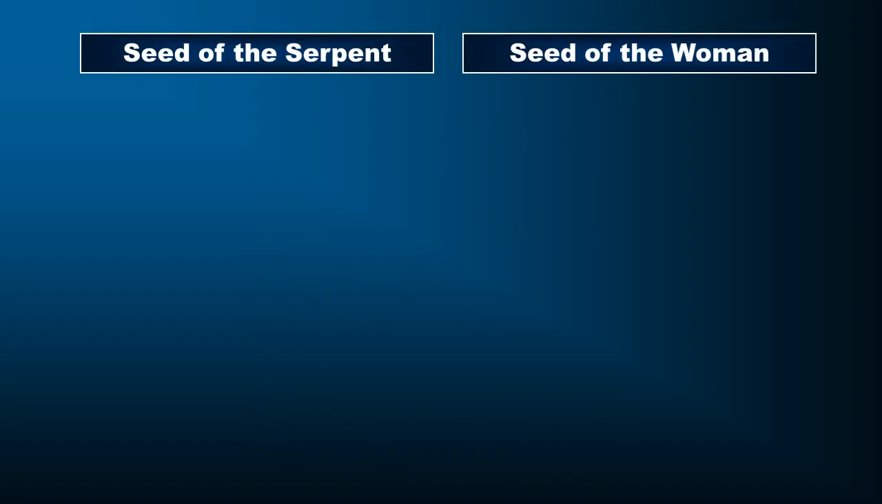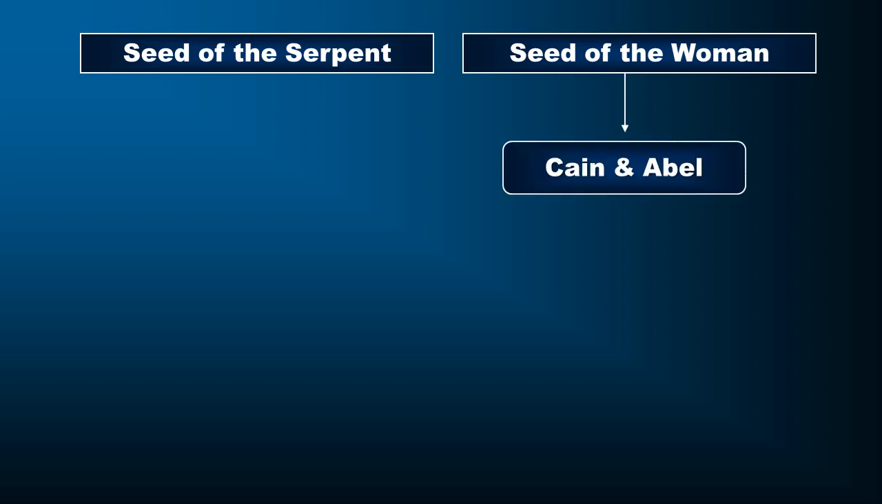Now, as we come to chapter 4, we still have that promise back in chapter 3, verse 15, ringing in our ears of continuing conflict and enmity between the seed of the serpent and the seed of the woman. But as we come to chapter 4, the serpent's no longer mentioned. Instead, we see the woman giving birth through Adam. They come together, Adam and his wife Eve, and they have two children. They have Cain, he's the older one, and then they have Abel.